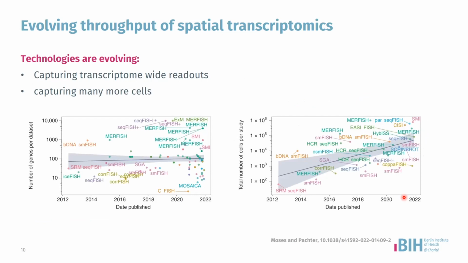Over the last years, we've seen a trend of an increasing number of technologies that can capture spatial transcriptomics data. They're generally evolving to capture more cells and more genes, which puts a big strain on the computational analysis. So there's a really big emphasis on having easy to use and efficient computational tools to make use of this complex, highly dimensional data.